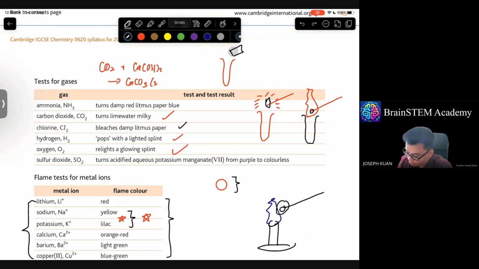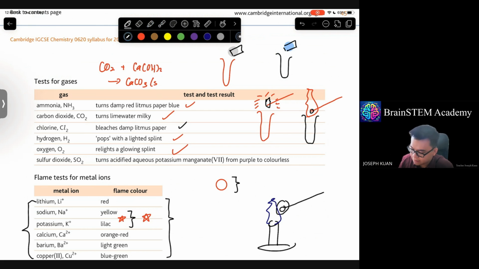Now, for ammonia gas, it is the only alkali gas in the syllabus. There are actually a lot of alkali gases out there, but for the IGCSE specification, that's the only alkali gas. So if you take a damp red litmus paper and place it near the test tube that produces ammonia, it will just turn blue.